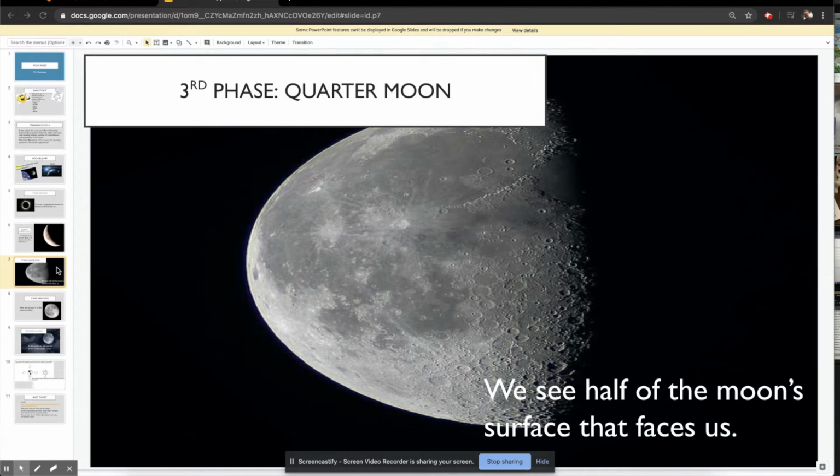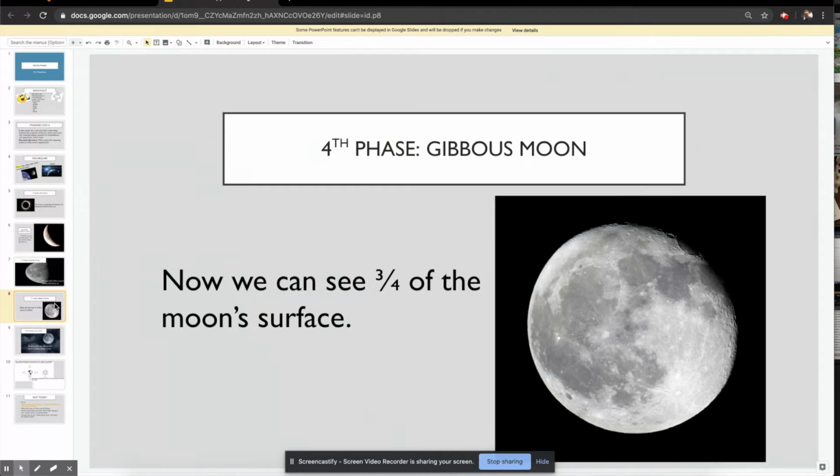All right, and we're back. Let's now take a look at the fourth phase. We're almost through with the phase cycle. This is a word that may be new to some of you. It's pronounced gibbous, the gibbous moon. Now we can see 3/4 of the moon's surface. Here's the 1/4 that is shaded out, that is darkened here. So the gibbous moon is when we can see 3/4 of the moon's surface.